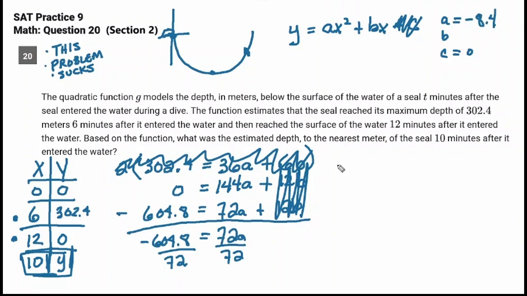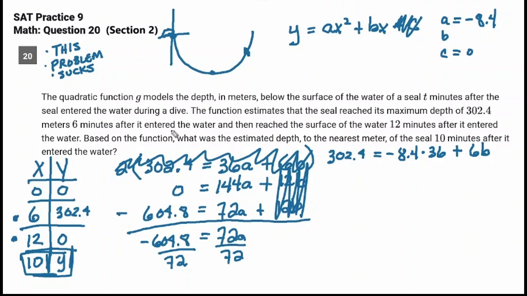Now, I've got to figure out what b is. In order to do that, I just want to use one of these points. I'm going to use this point right here because I got no zeros in it. So it's 302.4, that's y, equals ax squared. I know what a is. It's negative 8.4 times x squared, so times 6 squared, times 36. Plus, I'm looking for b, so I know that it's 6b. Not that hard, got a calculator.